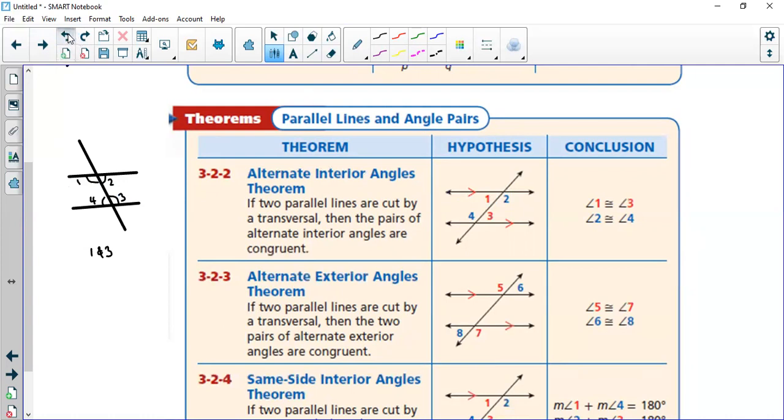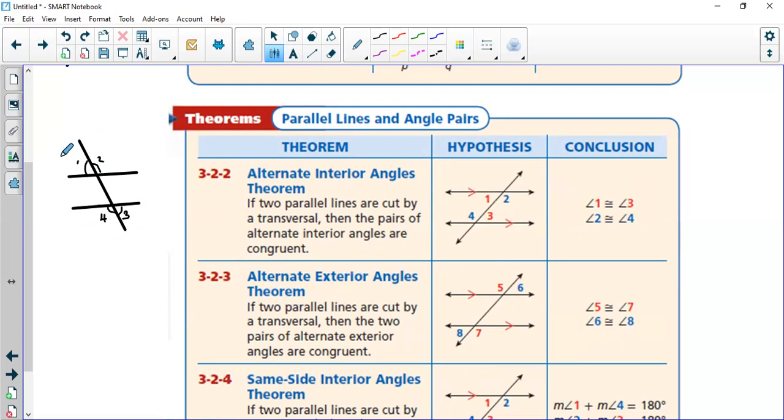Same way, let's see what the alternate exterior angles theorem says. Now, where are the exterior angles here? Exterior means outside. So this is angle 1, angle 2, angle 3 and angle 4. So these are the four exterior angles. Now we know already what are the pairs of exterior angles. Angle 1 and angle 3 are alternate exterior. Same way angle 2 and angle 4. According to the theorem, it says if two parallel lines are cut by a transversal, then the two pairs of alternate exterior angles are congruent.